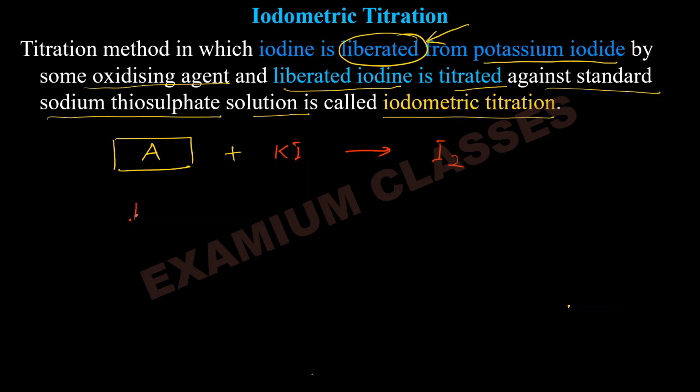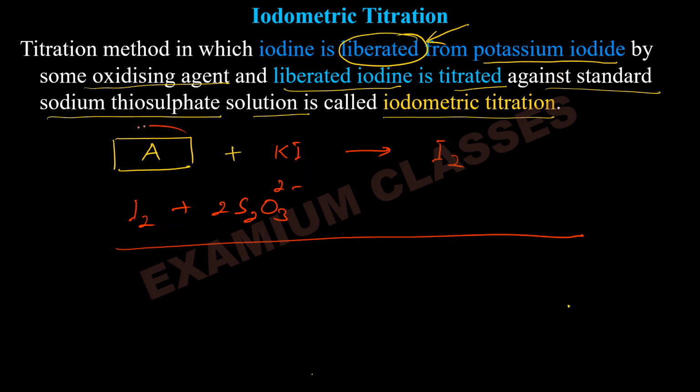This iodine is again titrated with thiosulfate ion using the same equation which we use in iodimetric titration. So this reaction will be the same as in iodimetric titration. The second one: how do we calculate the concentration of the original substance we used? That is something I am going to explain here.